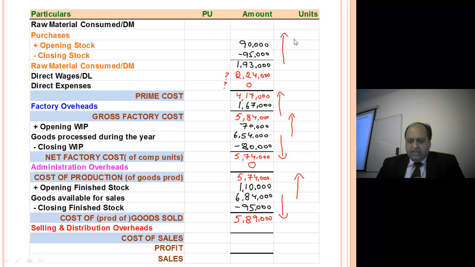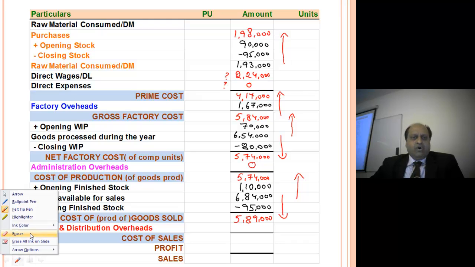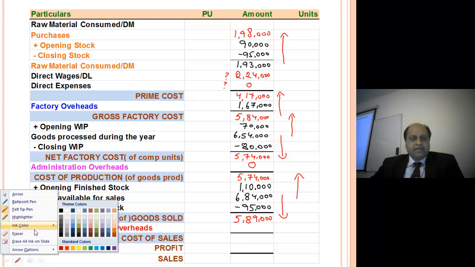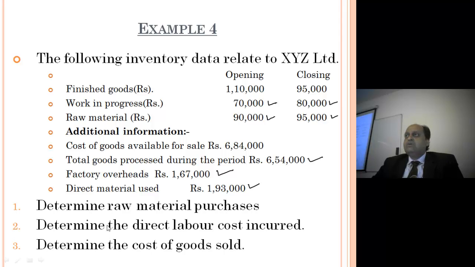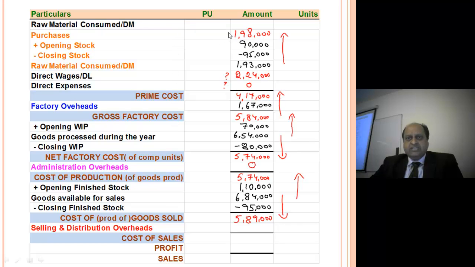To the figure of 193, I will add 95 and deduct 90,000 to obtain the figure which is 1,98,000. Now let me see what all is being asked in the question. Let me just verify. I'll change the color of my pen. Now, first is raw material purchased. So here is the answer for the first part. Raw material purchased. Got it?